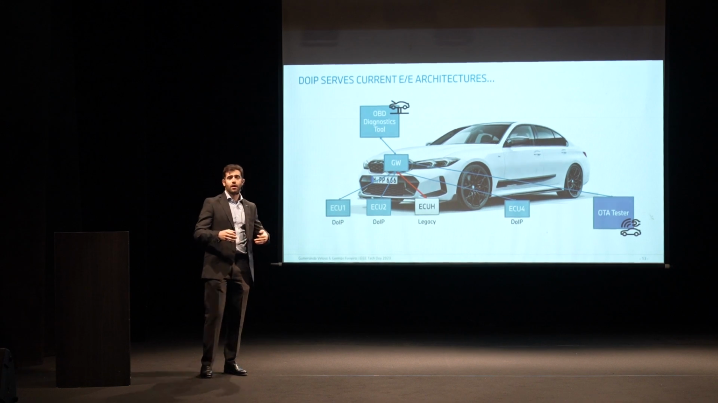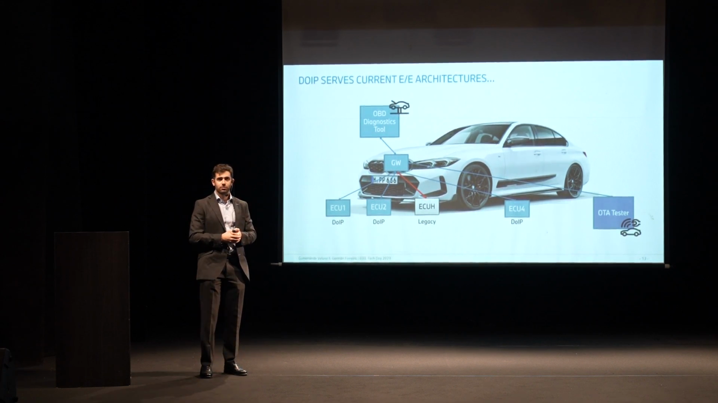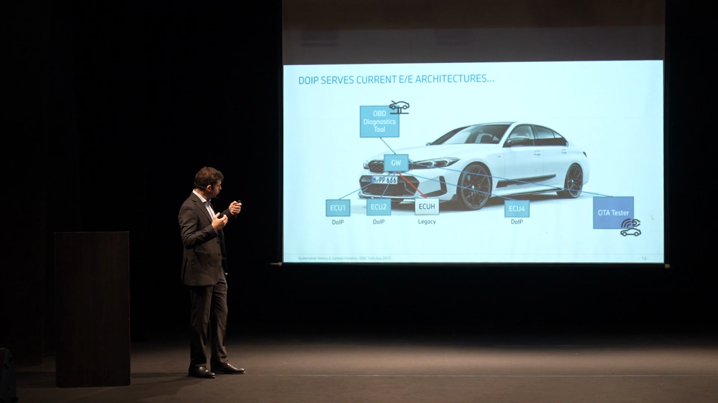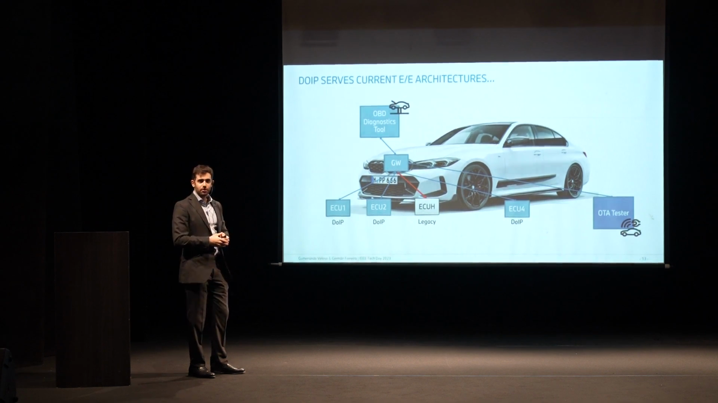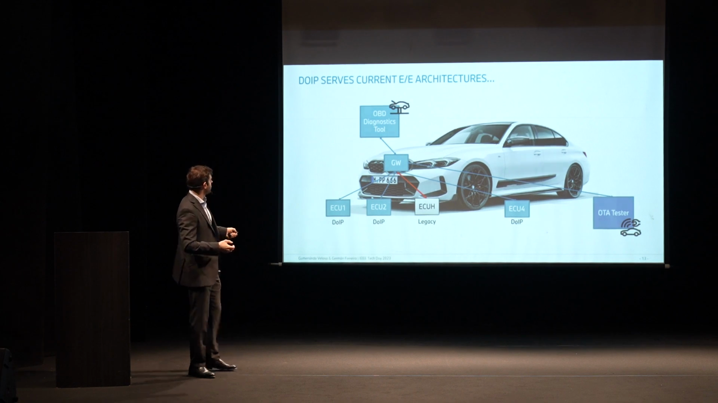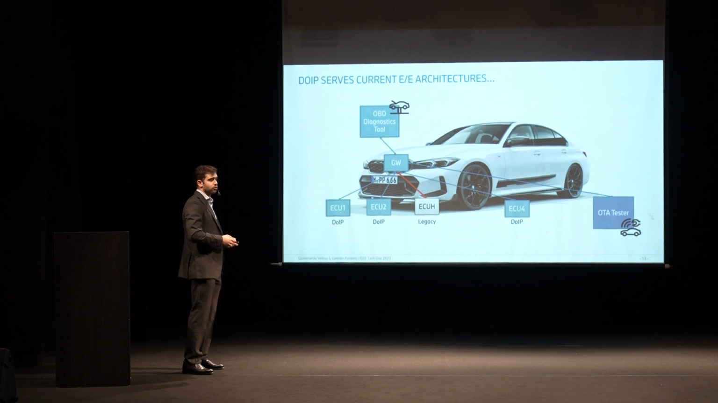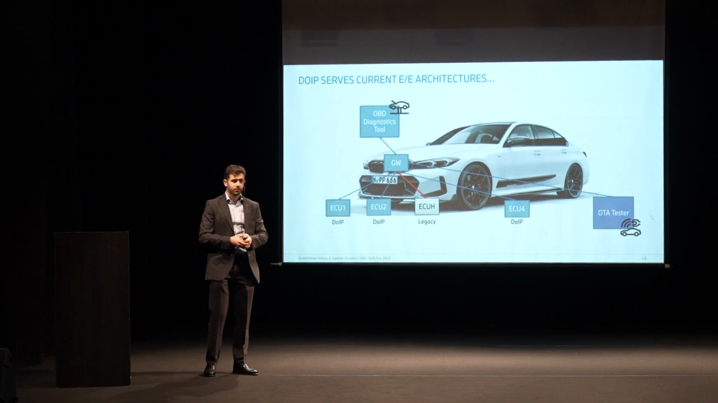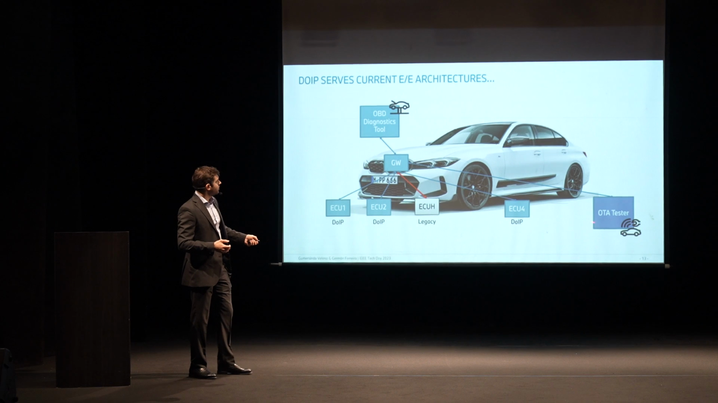Now, we have seen along the course of this presentation that the DoIP protocol is serving the purposes of our current EE architectures. So for example, we can bring our car to the workshop and we could let it perform diagnostics through an OBD tool. And also we are allowing to perform over-the-air updates.